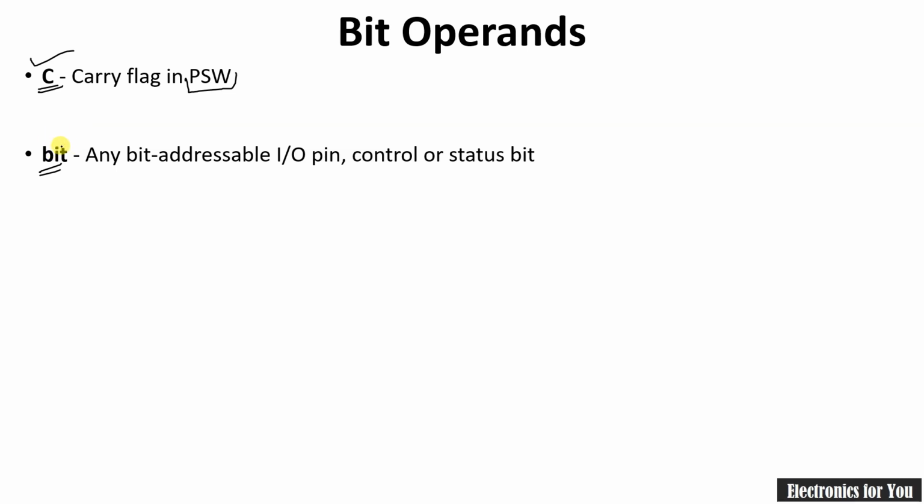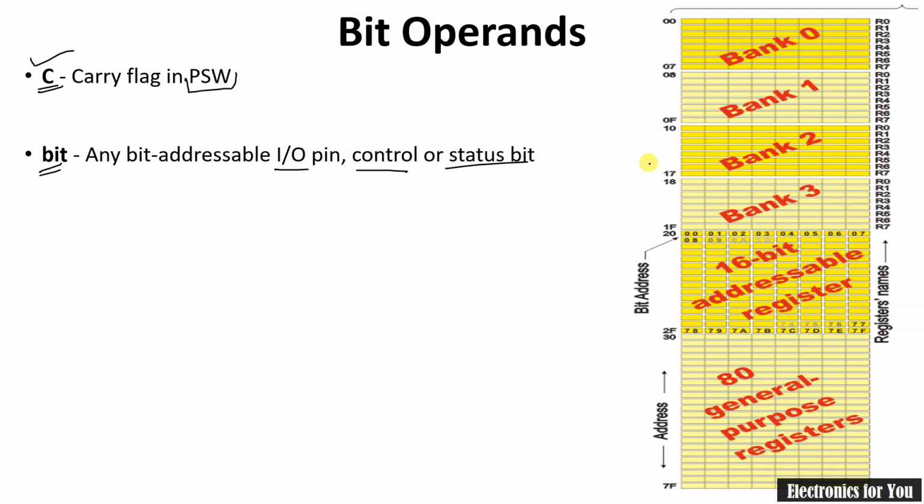Here we will use bit as our operand, but these bits are nothing but the bit addressable IO pins, control registers, or status bits. For example, we have already gone through the internal memory organization. Here you can see that there are some registers, that is registers R0 to R7, and these registers are divided into 4 different register banks.